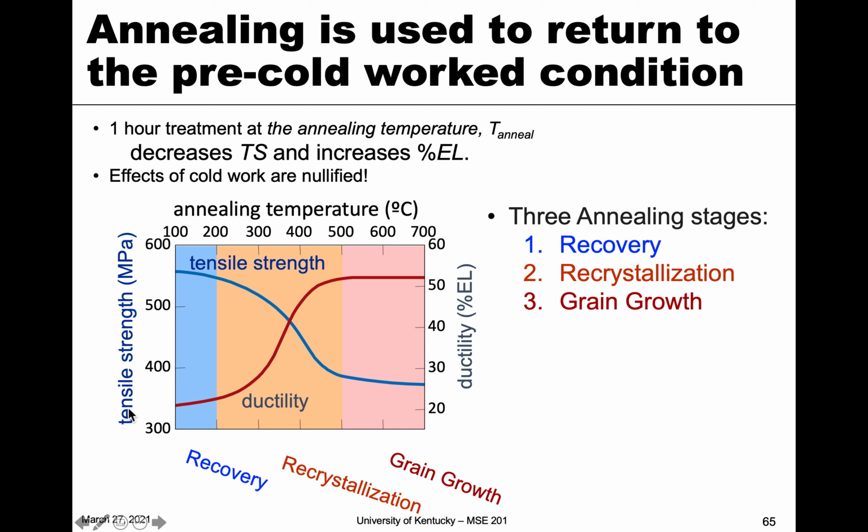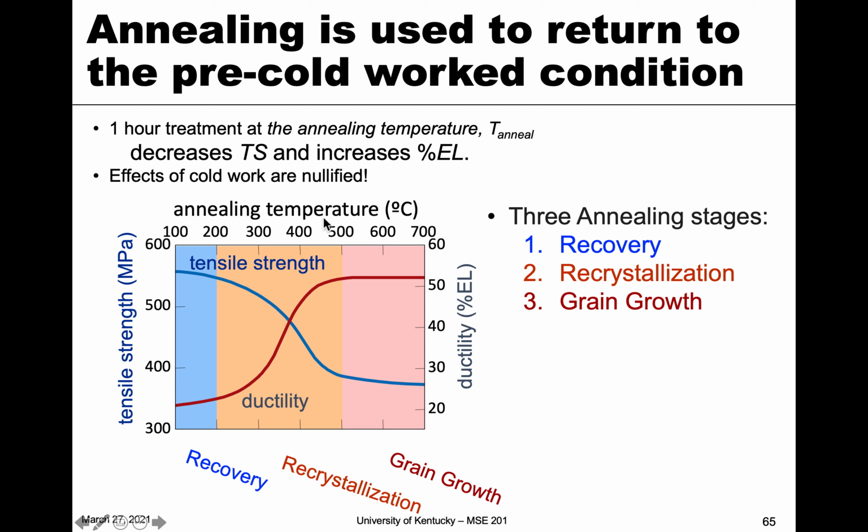And we're going to look at the tensile strength on this axis, which is the blue. And then we're going to look at ductility, which is the red curve, and that goes from a low to high value. So initially, before we anneal at 100, we can see the strength is the highest and the ductility is the lowest of these curves, right? That's what we'd expect from cold working.